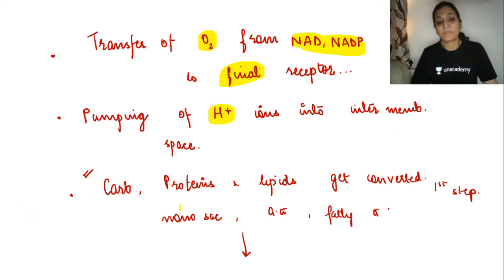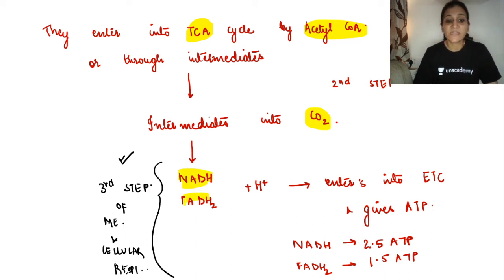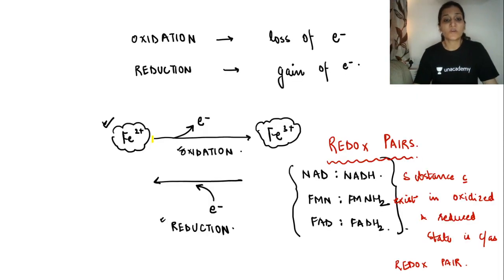Carbohydrates, proteins, and lipids get converted into their simpler forms. This is the first step of oxidation. Then they enter the TCA cycle through acetyl CoA or various other intermediates, producing carbon dioxide. And in the third stage, the NADH and FADH2 which were produced are used for the generation of ATP. After that, oxidation is loss of electron, reduction is gain of electron.